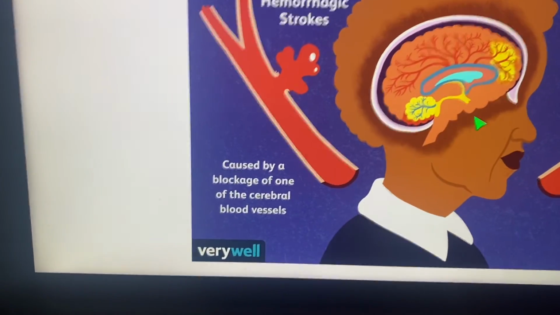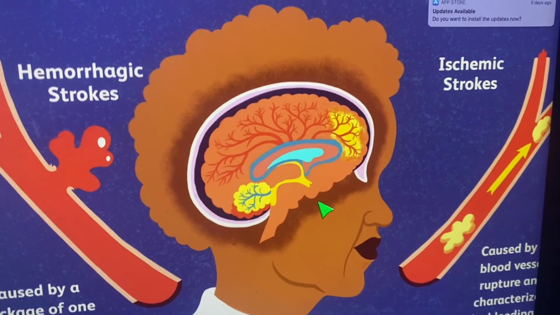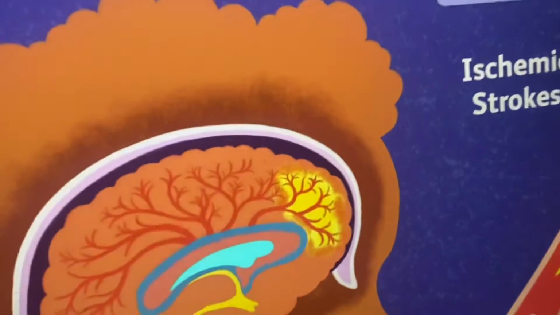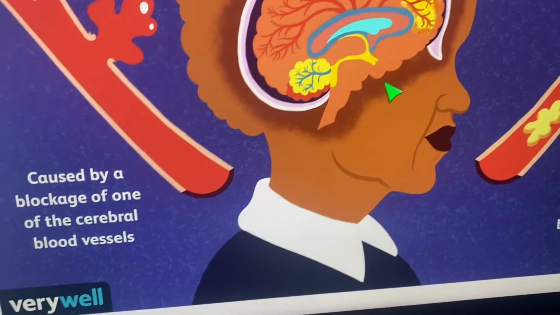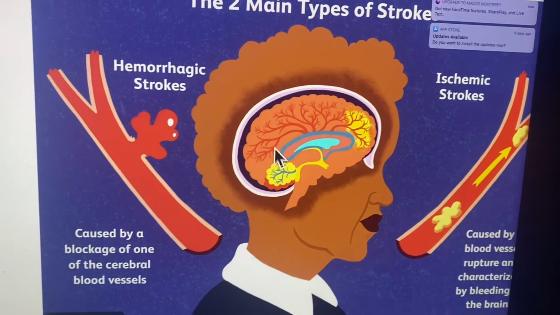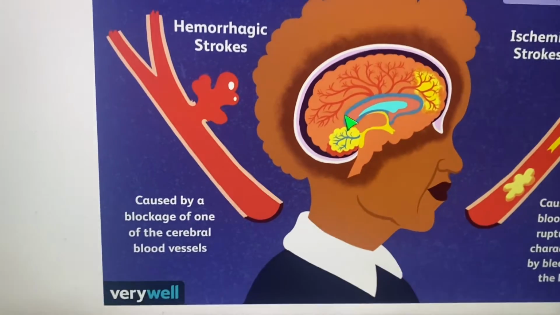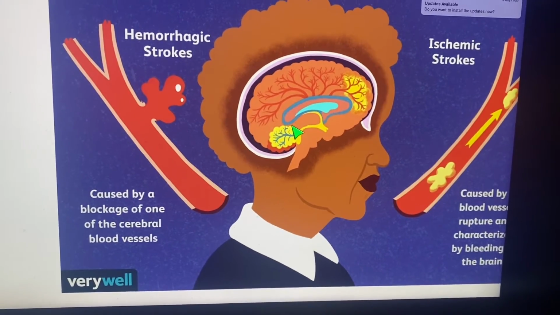So we call this when a section of the brain doesn't get enough blood to keep those cells alive. Those cells start to die. You can get some damage. Those are called strokes. There's two types of strokes, right? Hemorrhagic and ischemic strokes. Right? What else did we study?